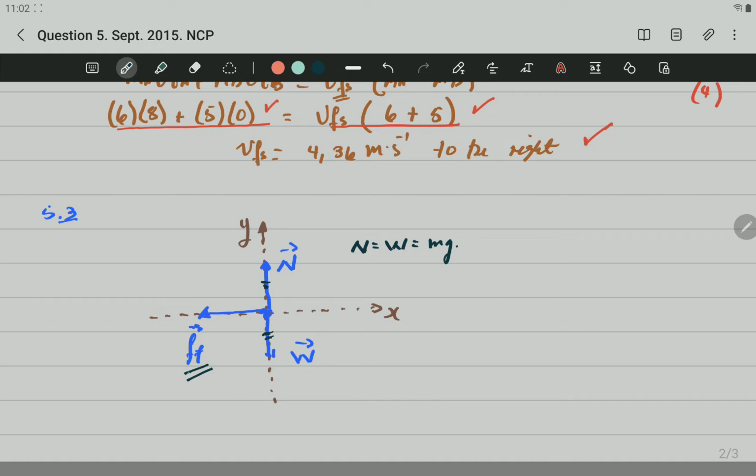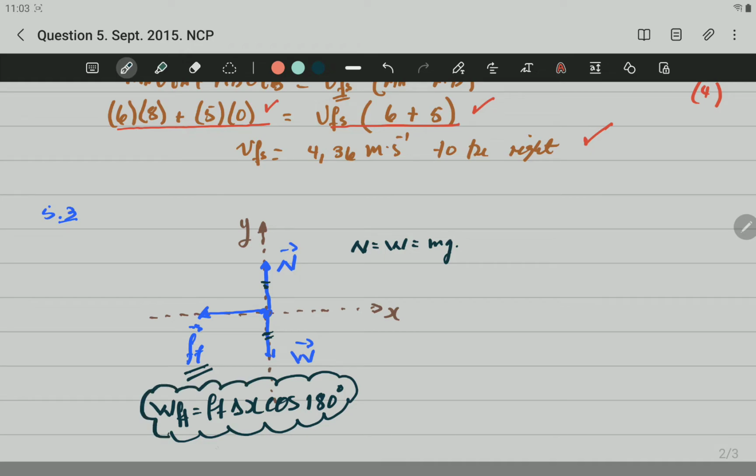So how can we calculate the frictional force? Well, the work done by the frictional force is equal to the frictional force multiplied by the displacement, which we know is 2 meters, multiplied by the cosine of theta, which is 180 degrees for the frictional force. So this is a way we can use. However, we don't have the work done by friction, but we can use the work-energy theorem to calculate the work done by friction.